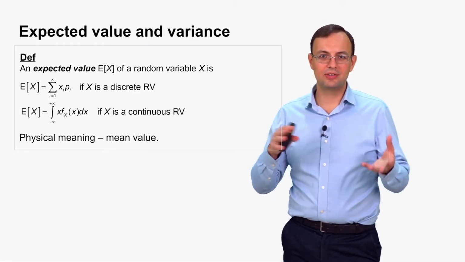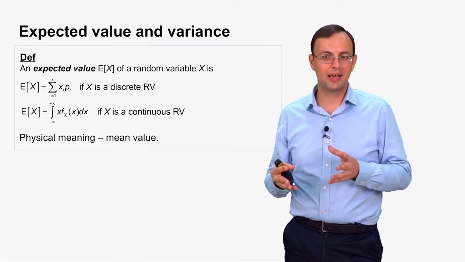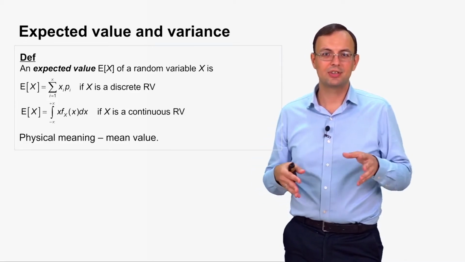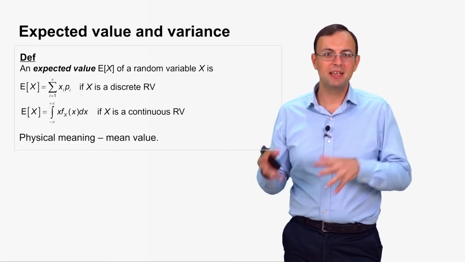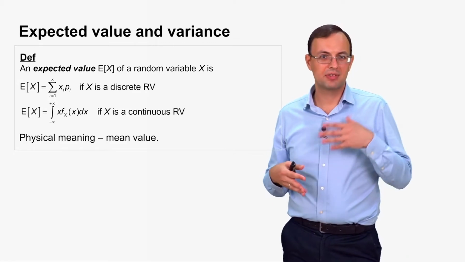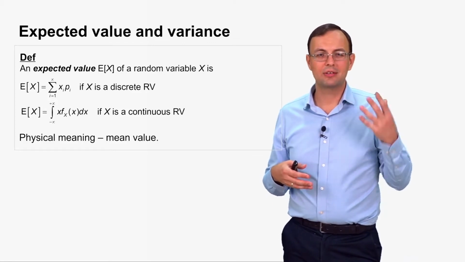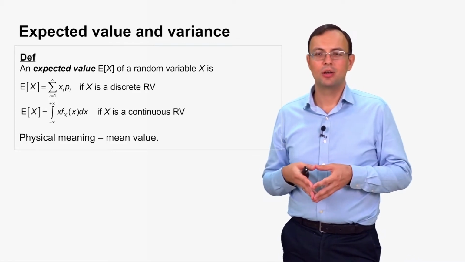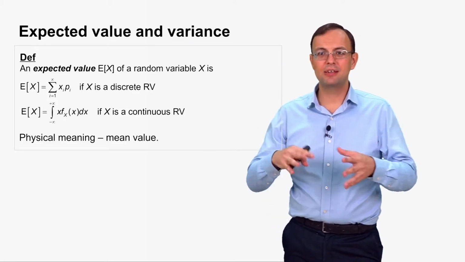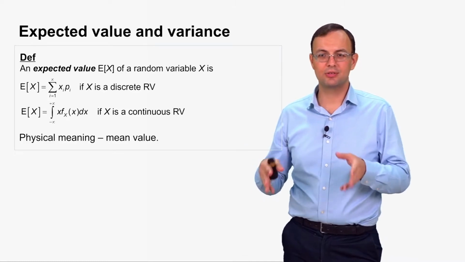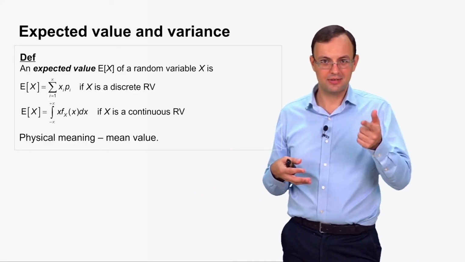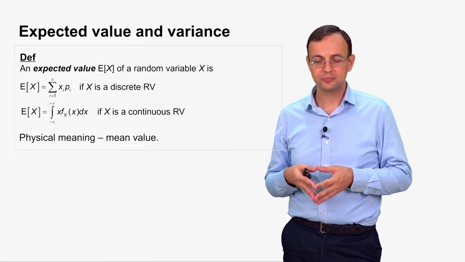Actually, these terms are synonyms, and it is possible to replace one with the other. So it is possible to say mean value instead of expected value, and vice versa. And sometimes when you are asked to find the mean value, or when you are told in some problem that the mean value of something is equal to some number, that means that they are talking about an expected value.